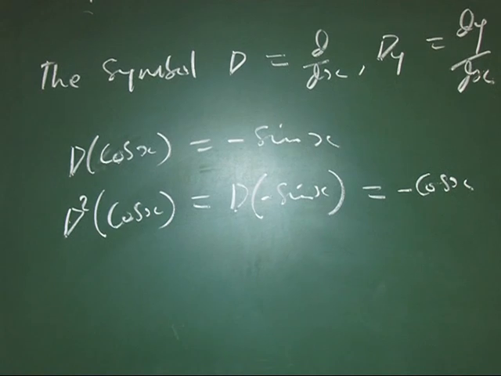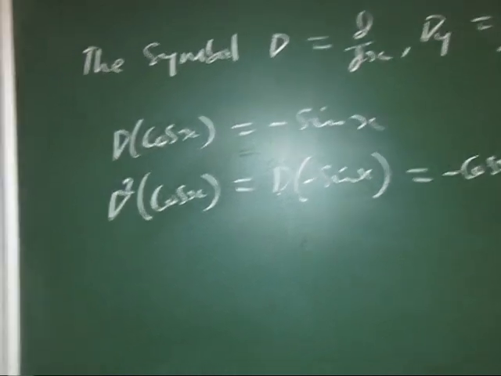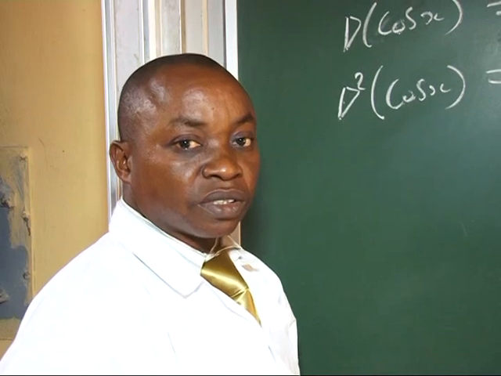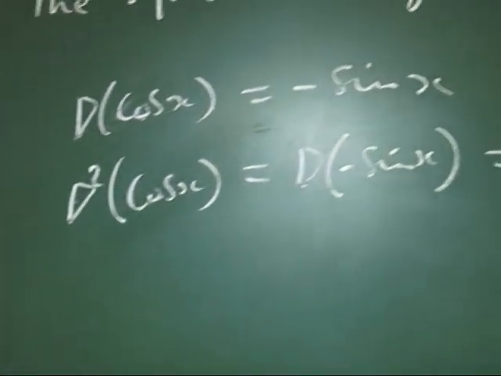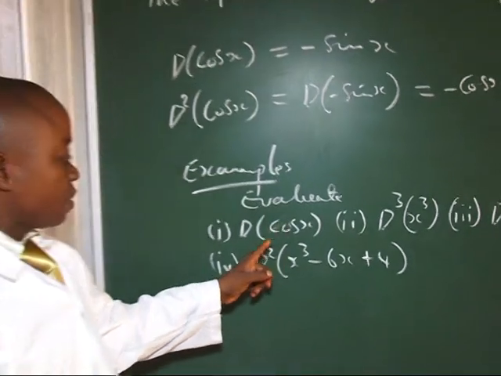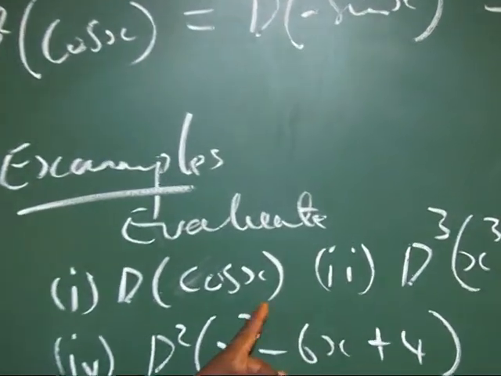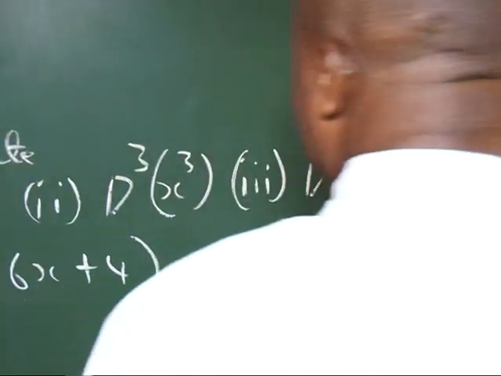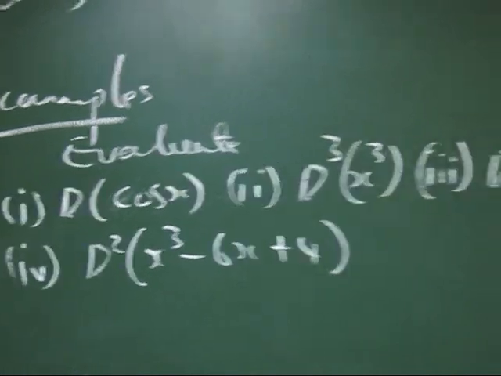Let's look at how we can evaluate some functions with the operator D method, so that we can now see the application to non-homogeneous differential equation with constant coefficients. Let's pick some examples. We are to evaluate D cos x, D cube x cube, D square exponential to x, and D square of x cube minus 6x plus 4.